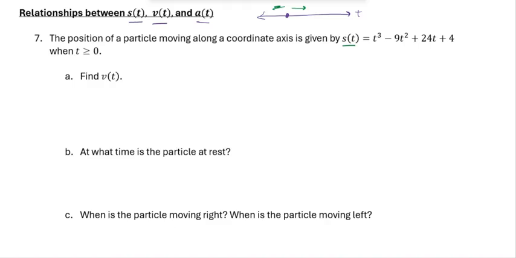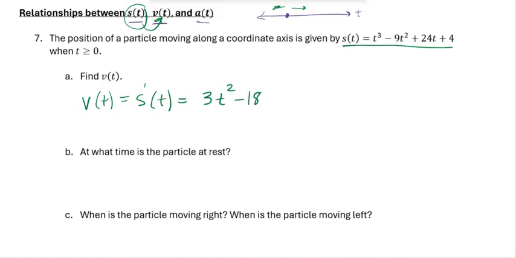So the first question is find v of t. Well, the way the relationship works, to get from position to velocity, you need that derivative. So let's find the derivative of s of t over there. Using the power rule, 3t squared minus 18t plus 24. Done. And we know that it would have units if it had given us more information. This is a unitless problem.